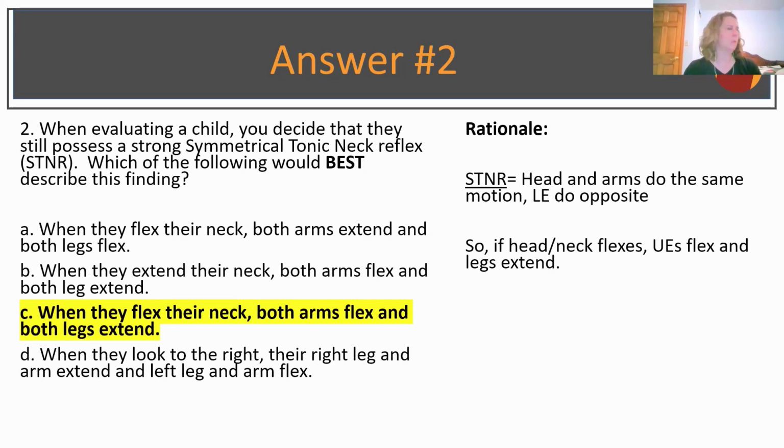And then the last one is when they're rotating their head. That's not the symmetrical tonic neck reflex, right? We learned that that's the asymmetrical tonic neck reflex.